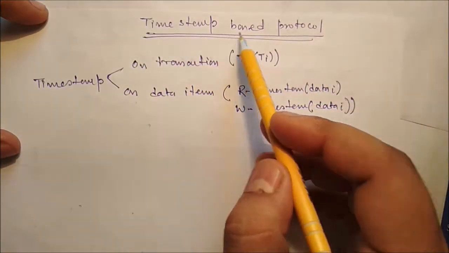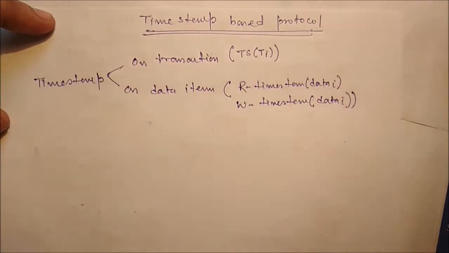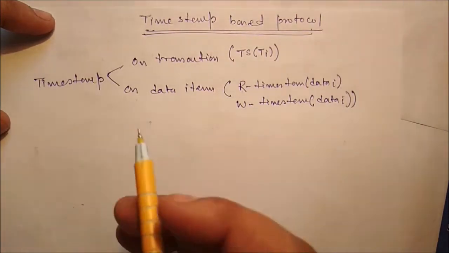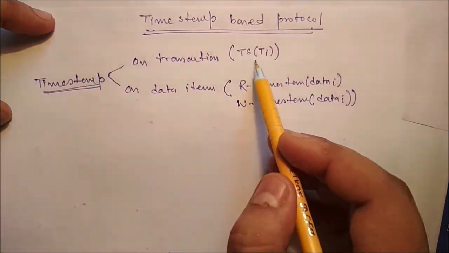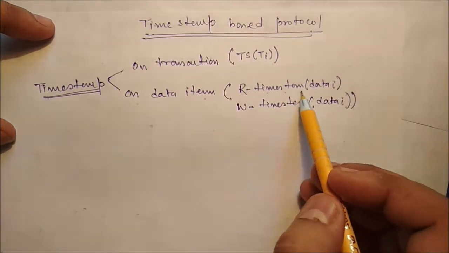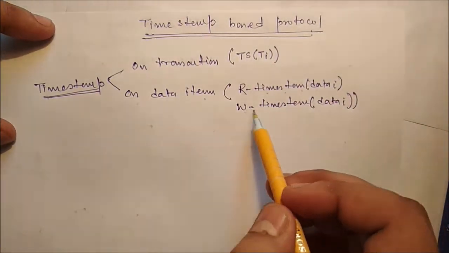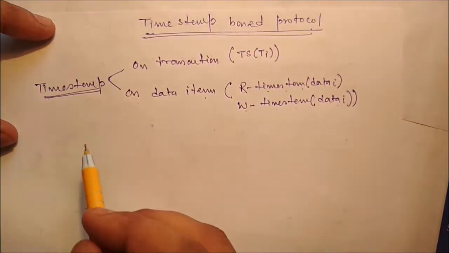The protocol is what? The timestamp based protocol. To maintain serializability in the timestamp based protocol, we select the ordering among transactions in advance. Now, there are two types of timestamp. On a transaction, it is denoted TS(Ti), and on a data item, that is R-timestamp(Q) and W-timestamp(Q).